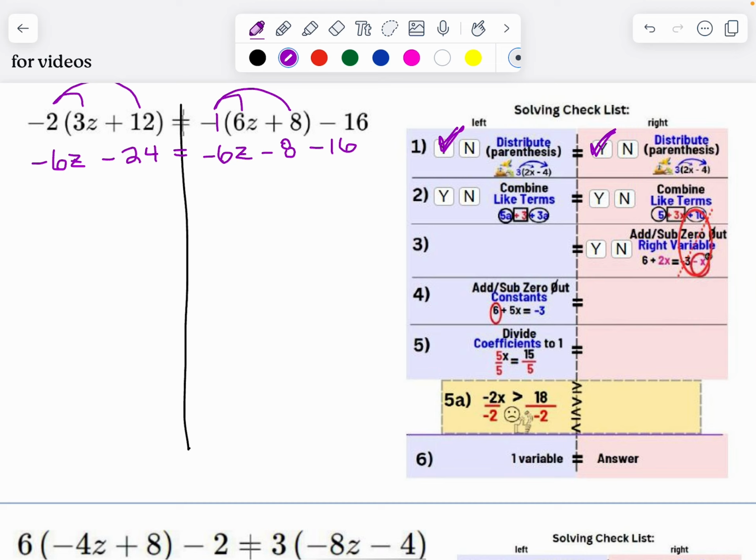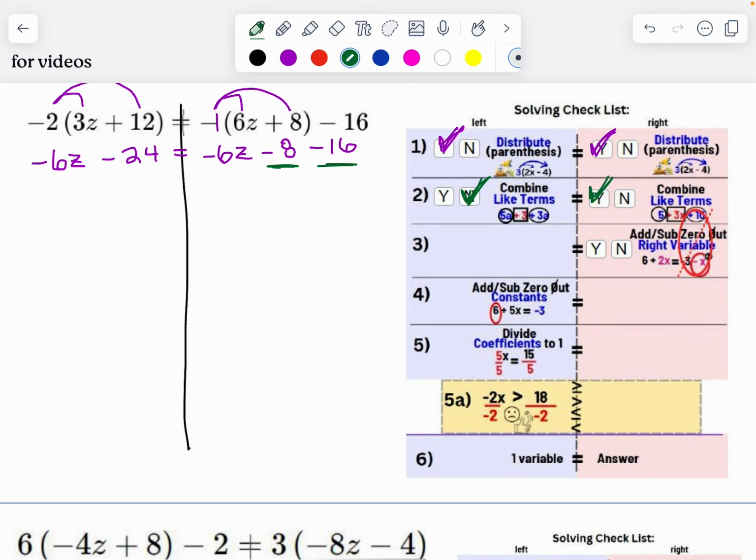Step 2 says, can I combine like terms on the left? So this 6z right here and this 24, can I combine those? No, because they both don't have z. So we are not going to combine those. And then I look on the right side, is there anything I can combine? And there is. Because these both don't have z, we can combine them. So we're going to click yes here.